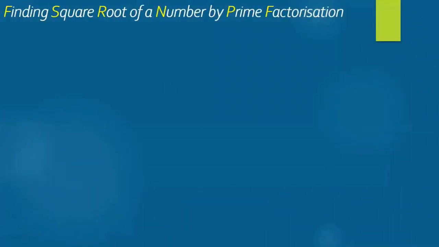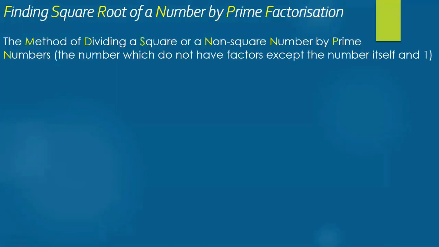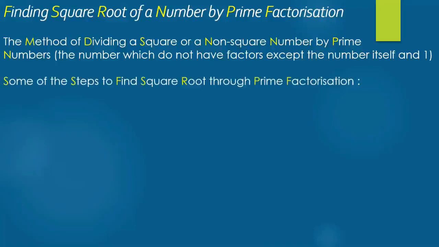Now let's see how to find a square root of a number by prime factorization. The method is dividing a square or a non-square number by prime numbers. Prime numbers means the numbers which do not have factors except the number itself and 1. For example, 19 is a prime number. So 19 has the factors 19 and 1, the number itself and 1. I hope you understood. And then let's see some of the steps to find square root through prime factorization.